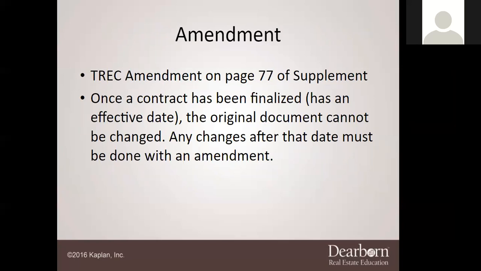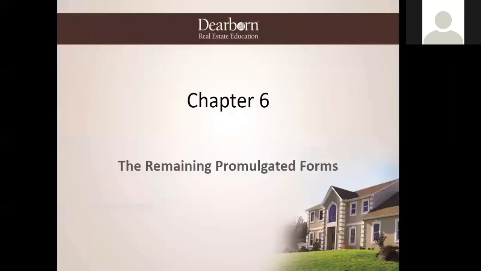So once a contract has been finalized, so after an effective date's been put in, the original document, you can no longer go back and scratch out and initial stuff. Once the effective date's there, you can no longer change it. You're now under contract. So any changes after that date must be done with an amendment. And if there is not an amendment done, then it still stays the same values of what there already is.